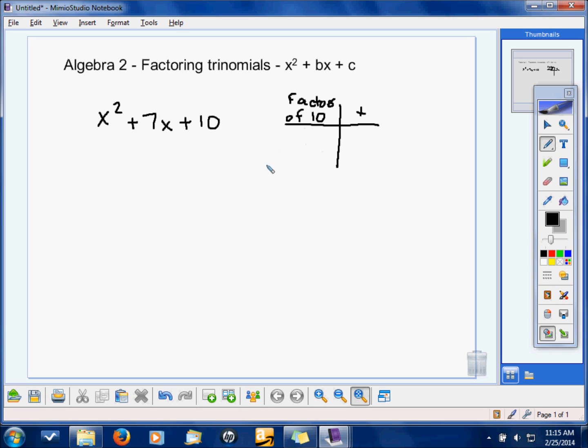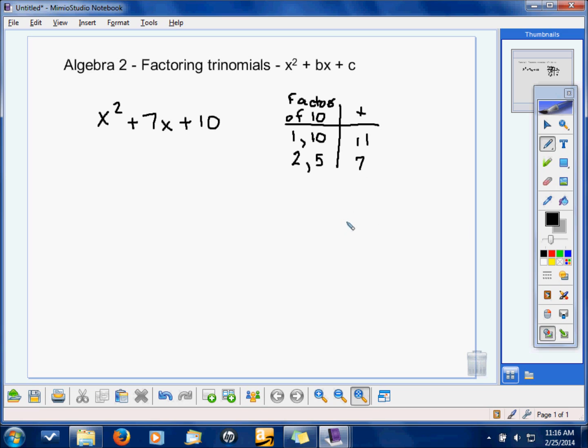Now, let me just say, some of them are going to be easy things to do. Some are going to be difficult. If you always start with the one that starts 1 times something, that's a good place to start. So 1 and 10 is 1 pair of factors. And what's the sum of 1 and 10? 11. And also 2 and 5. Actually 1 and 10 and 2 and 5 are all of them. What's the sum of 2 and 5?